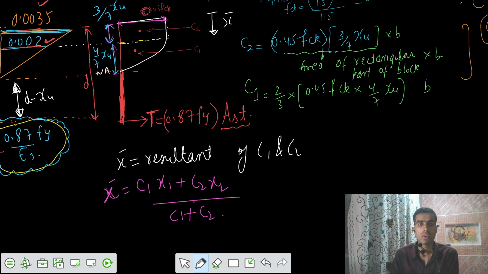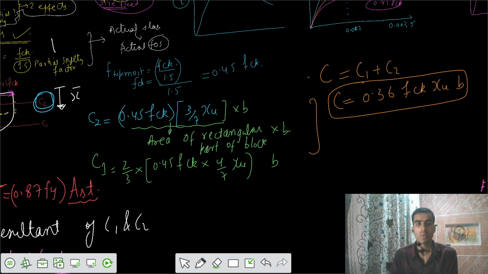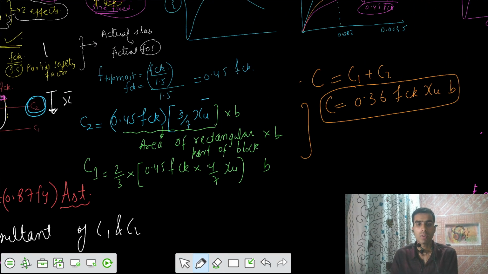So I would say your C2, where is this value of C2 acting? It's acting somewhere here at this part, at this value of y, that x1. Let's say this one is your x1. Let's try to get the value of x1. That is 1/2 of 3/7 xu. So once you calculated C1 and C2, let's see what the C1 value was and what the C2 value was. Let's try to write those values separately.